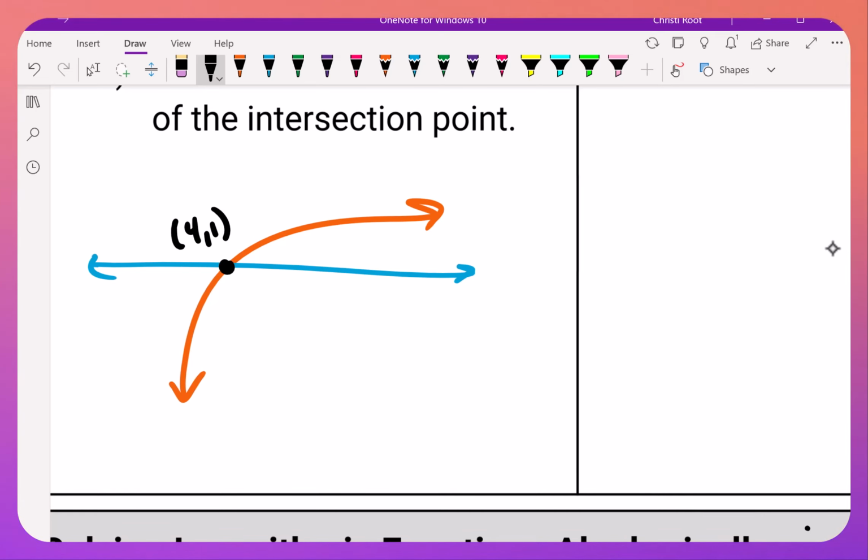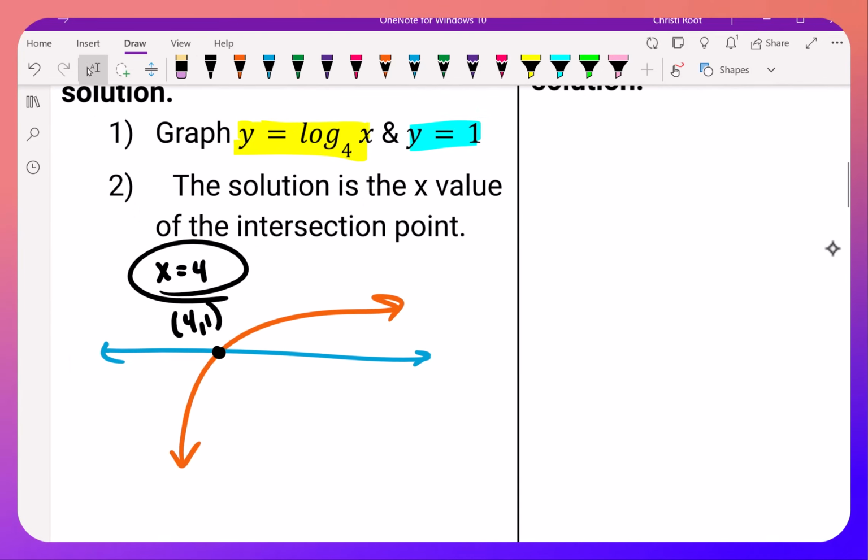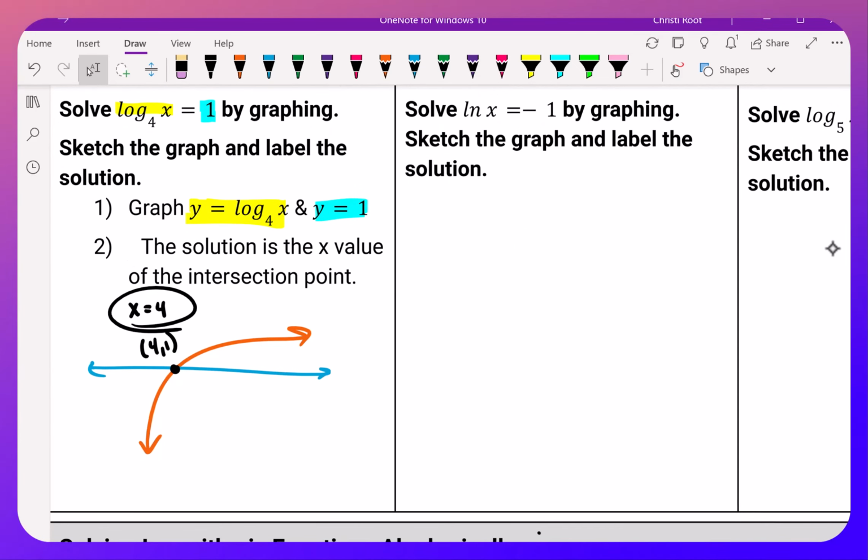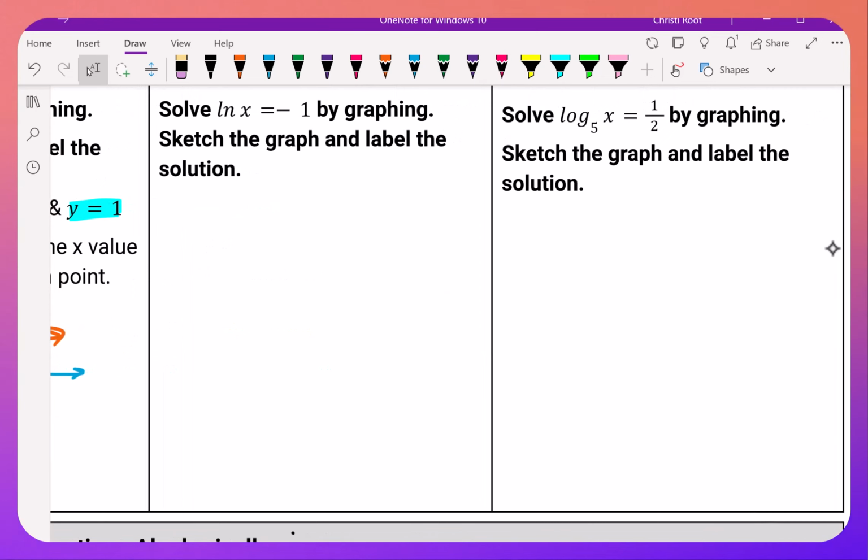And very similar to what we did yesterday and some of the other lessons, if you're trying to solve an equation, it is going to be the x value of the intersection point. Okay, so here's what I want you to do. I want you to pause the video. I want you to go ahead and graph these other two equations, and I want you to find the solution by using the intersection point.